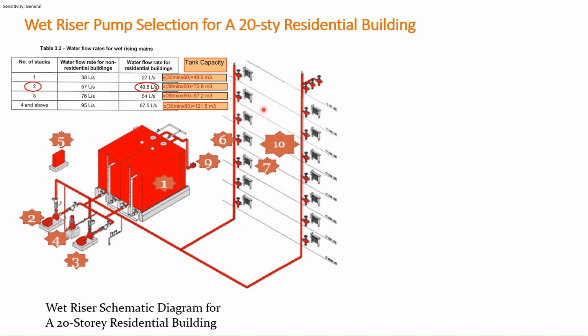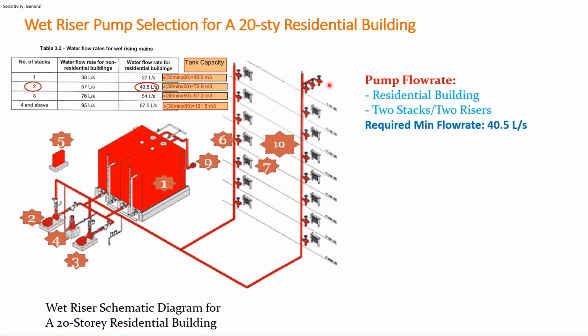Okay, let's look at this. Water riser pump selection for a 20-story residential building. This is a water riser schematic diagram for a 20-story residential building. There are 2 water riser stack pipes. So, for the pump flow rate, it is a residential building with 2 stacks. So we can go to the residential column in Table 3.2. There are 2 stacks here. Then for the residential building, we need to achieve a minimum of 40 liters per second flow rate.